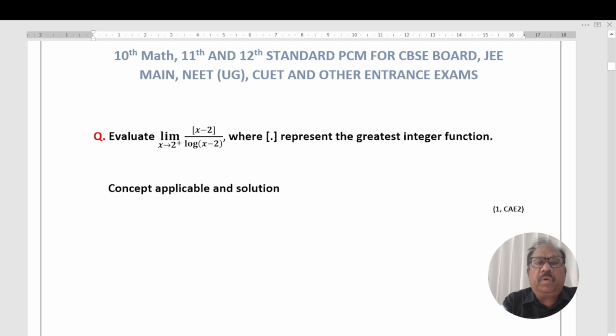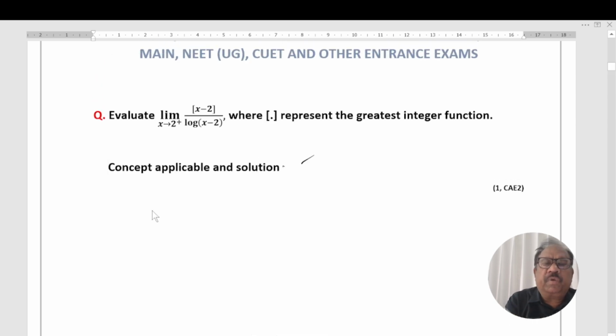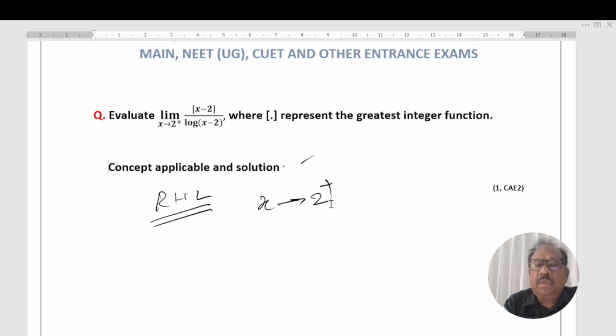Question is, evaluate limit x tends to 2 plus of greatest integer function of (x minus 2) upon log of (x minus 2). We represent the greatest integer function by brackets. In this case, it is a case of right hand limit. The greatest integer function and log function you have already gone through. So x tends to 2 plus, this means x minus 2 tends to 0 plus.